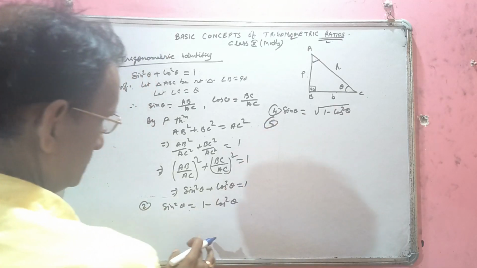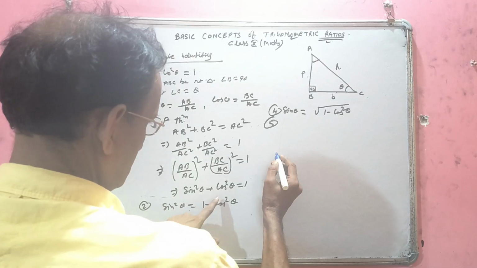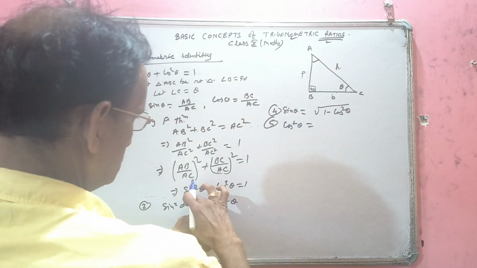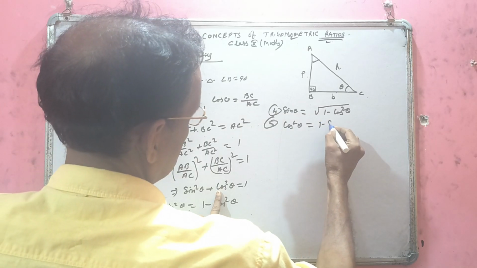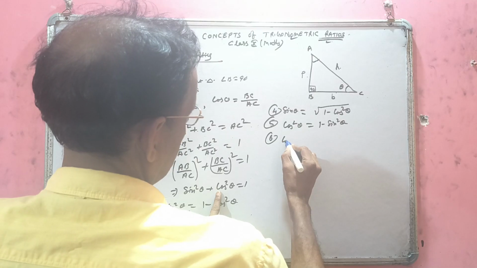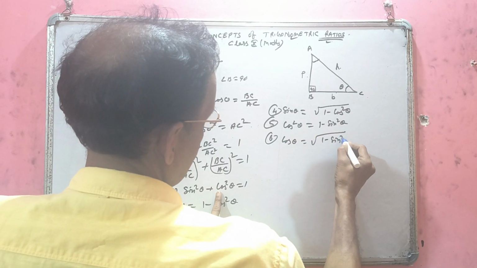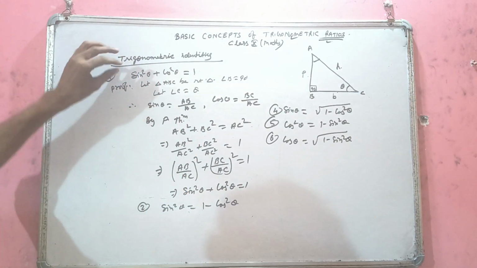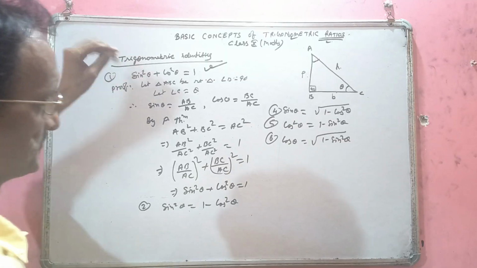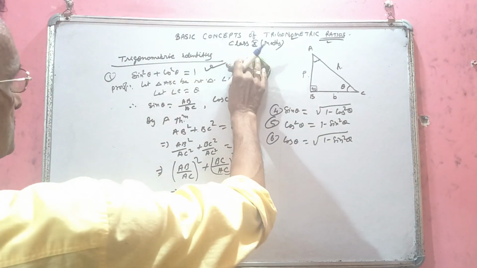Similarly, if you want to convert cos theta in terms of sin theta, what can you write from here? Cos square theta equals 1 minus sin square theta. If you need only cos theta, then give the root sign here: square root of 1 minus sin square theta. This is the first identity. The main one is this only, and from here you can get this. Then the next one is also important.